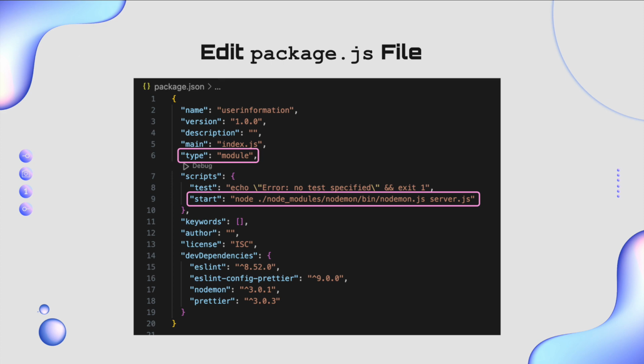After you configure the package.json file, don't forget to set a type to module, indicating you are using an ES6 module, and add a script as a shortcut, so that every time you run npm start, Nodemon is also running along with the program.